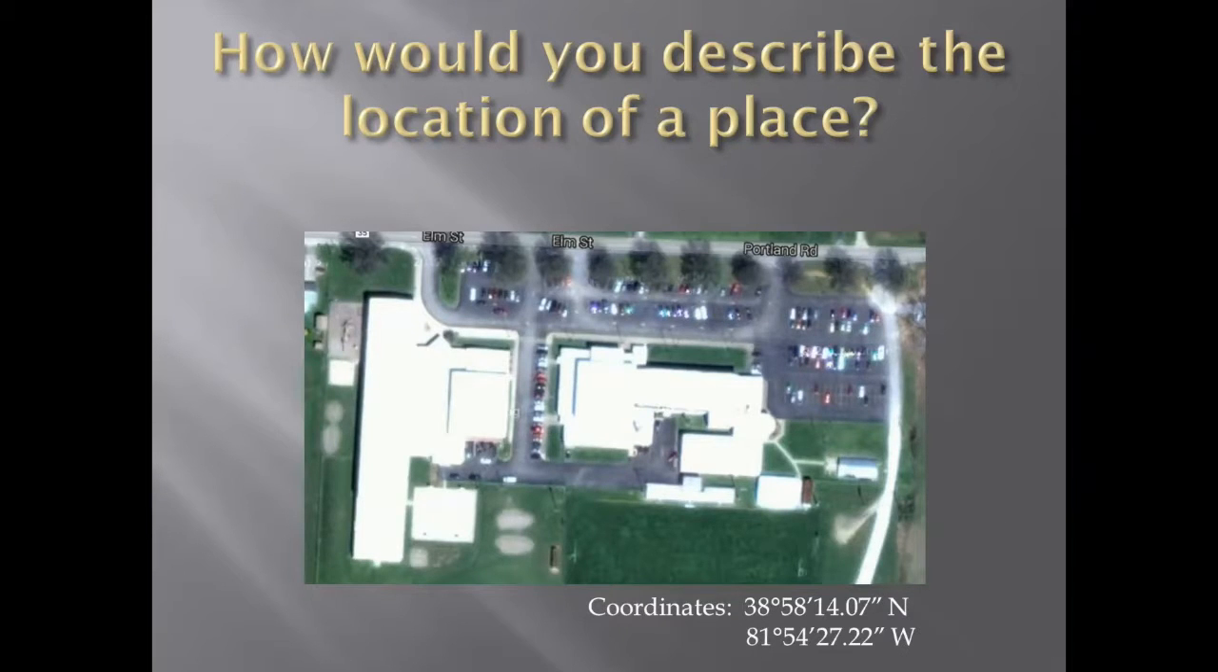Now let's talk about map coordinates with an interactive example. How would you describe the location of a place? In the picture, we have Southern High School in Southeast Ohio. If you started by saying that it was in the United States, you'd be correct, but Ohio or Southeast Ohio would be more accurate. The real answer is an exact location. That's what we're after, and that's what map coordinates give us.